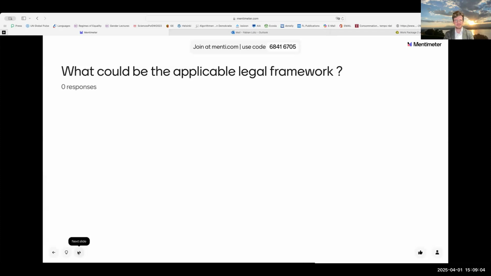So I think I'm moving on to the next slide. What could be the applicable legal framework? So I might have given away something, but maybe not everything. Again, the question, like in the first example: what legal frameworks are you thinking about if you think about this Deliveroo AI food apps? I don't want to say platform workers or click workers.